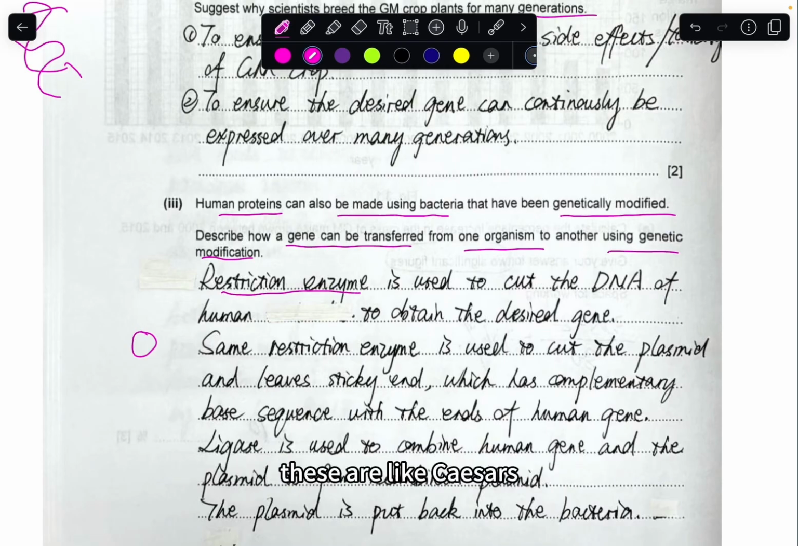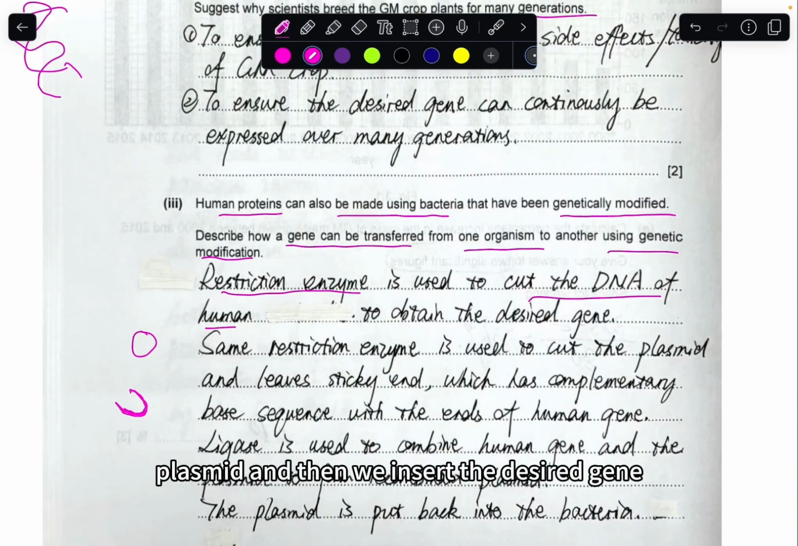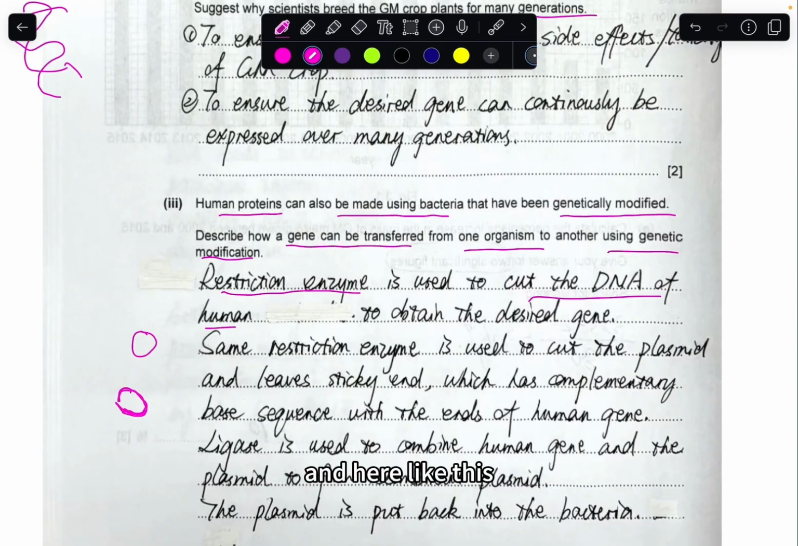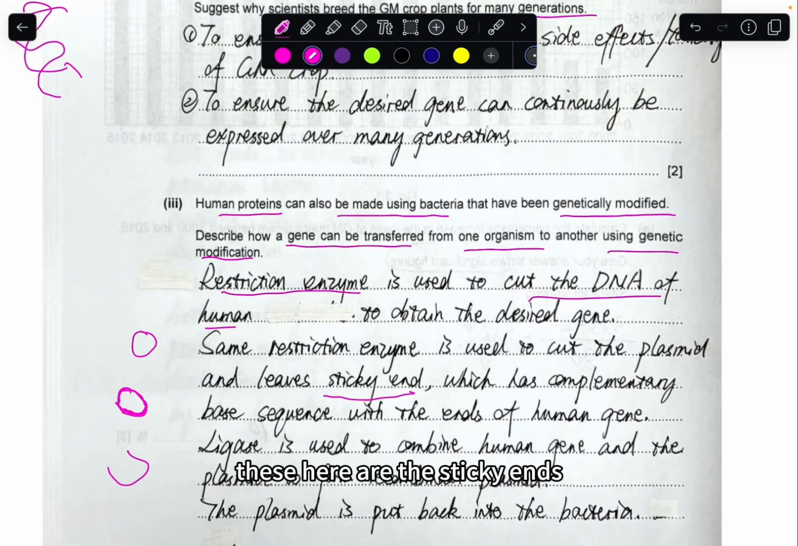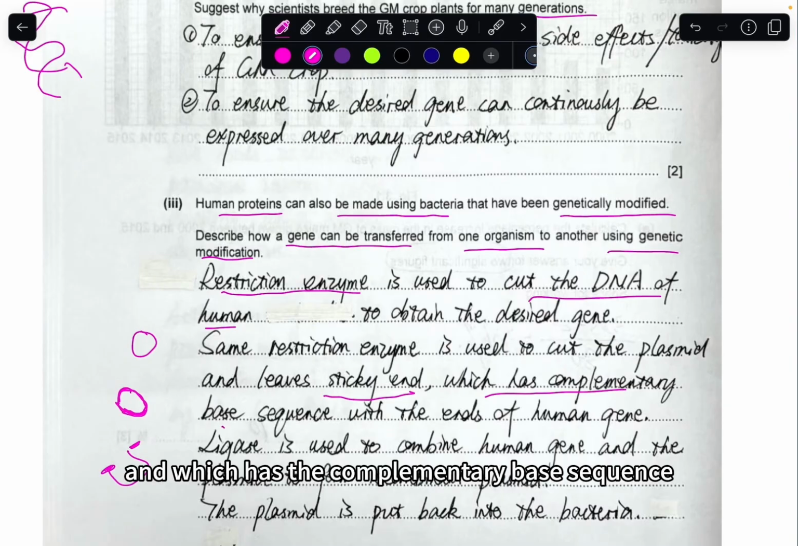These are like scissors, and they cut the DNA of the human and the gene that we desire to put in this plasmid. So by using restriction enzyme, we cut the plasmid and then we insert the desired gene here like this. The important thing is the sticky ends. These here are the sticky ends, which have the complementary base sequence.